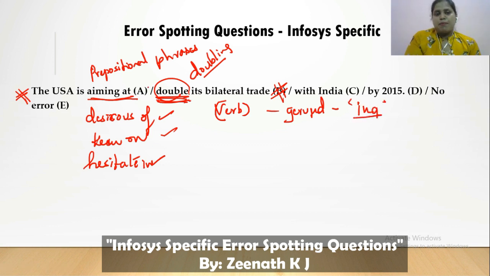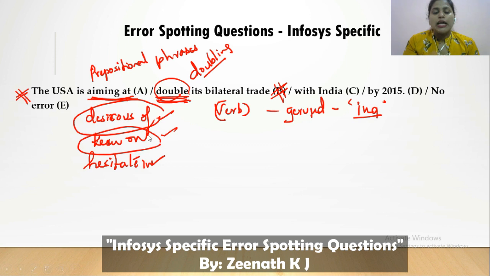For example, if I say I'm aiming at scoring 90%, we are desirous of purchasing a BMW, I'm keen on knowing you more. If you did pay attention consistently, the next immediate word which I used after aiming at, desirous of, keen on, has been kept in ing form, and that's actually how it should sound. So that's why the word double has to be changed to doubling.